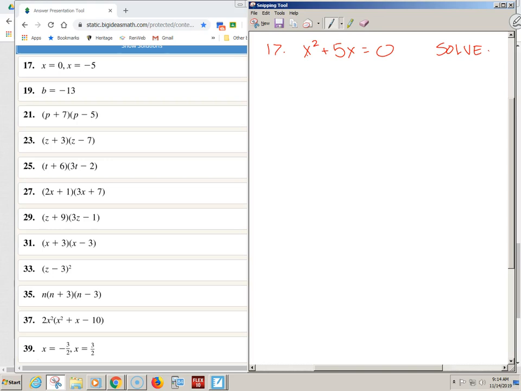So the very first thing you should always ask yourself, starting from 7.4 and it came back in 7.8, is there a GCF? Is there anything in common? An X. So when I factor out an X, what operation is factoring out? Undistributing. So instead of multiplying, it would be dividing. So if we factor out an X, what would be left? X plus.